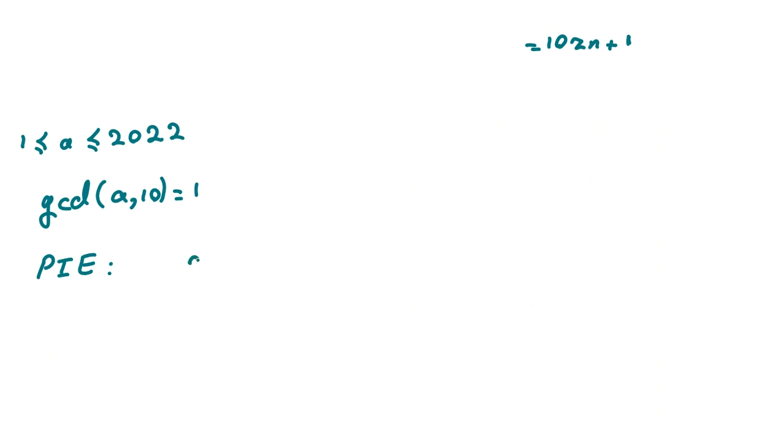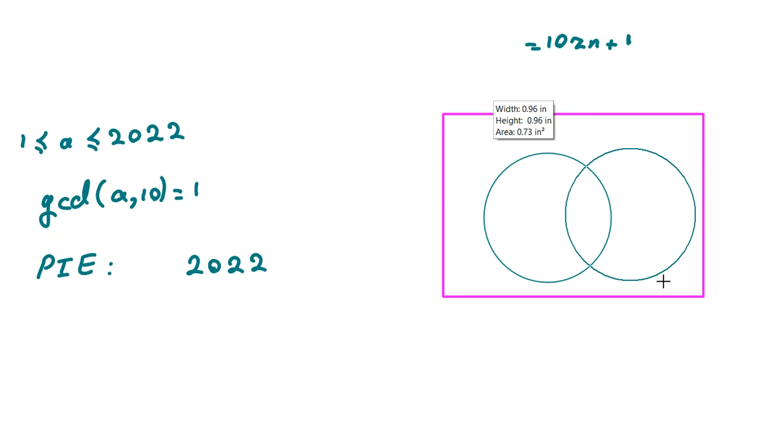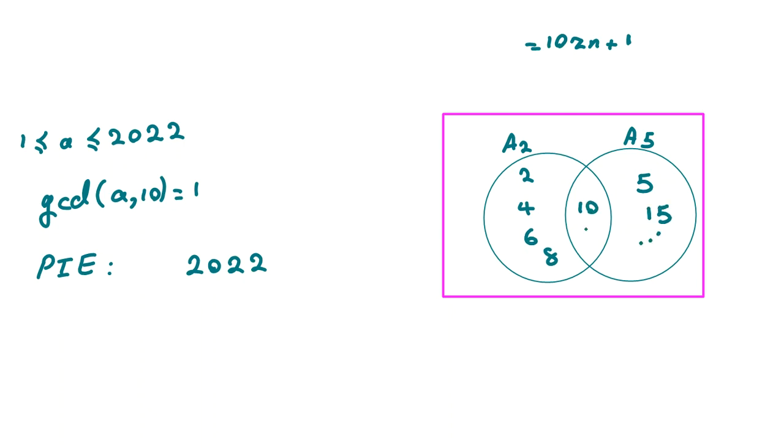Okay, so we have 2022 numbers. What numbers are bad? The numbers that are multiples of 2 or multiples of 5. A2 are multiples of 2: 2, 4, 6, 8, 10, and so on. A5 are multiples of 5: 5, 10, 15, and so on. We want to calculate the numbers outside, for example 1, 3, 7, and so on.